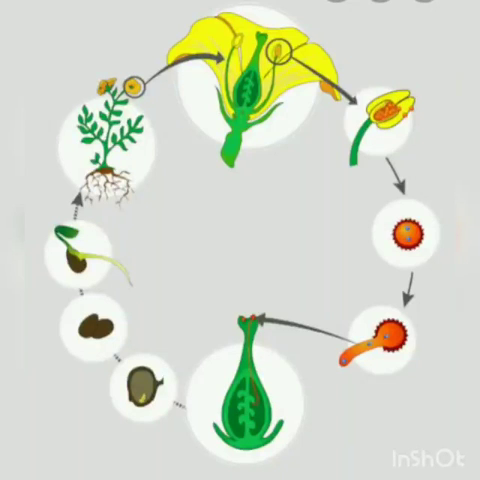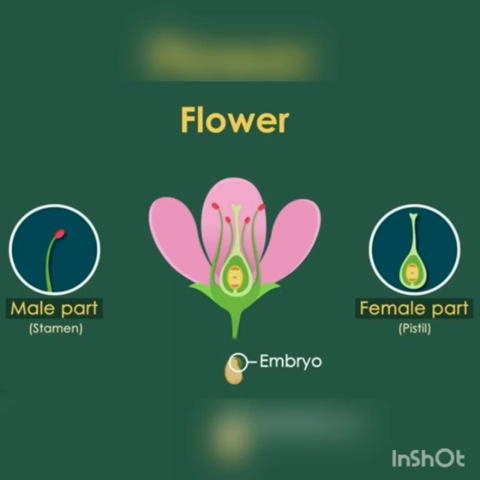Good morning, dear students. Today we are going to discuss the types of flowers, types of pollination and fertilization in plants. The flower, which is the reproductive organ of a plant, bears the male and the female part. The male part, stamen, contains the male gamete, while the female part, the pistil, has the female gamete. Fusion of the two gives rise to an embryo.